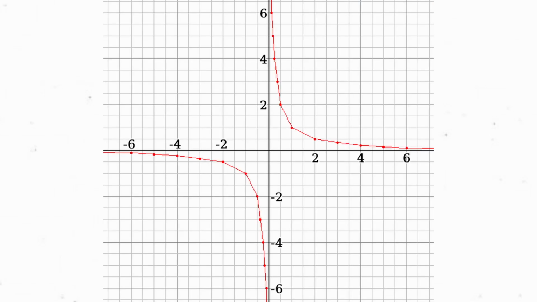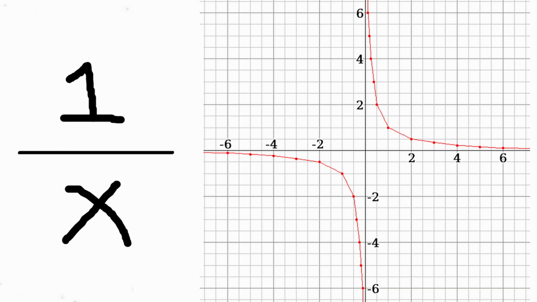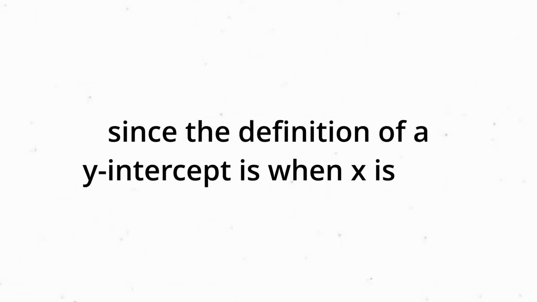If you said it's because there is a vertical asymptote, congratulations, here's a sticker. This is a rational function, which means x cannot be 0. Therefore, since the definition of the y-intercept is when the x is 0, there cannot be a y-intercept. Crazy how everything connects, huh?